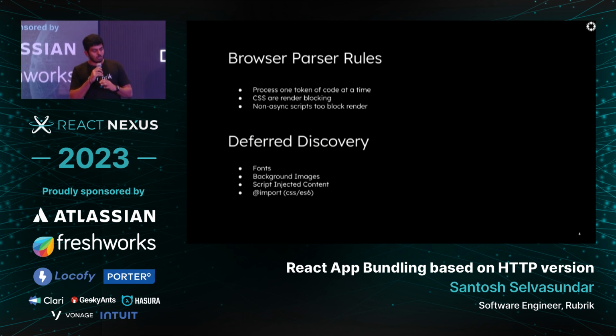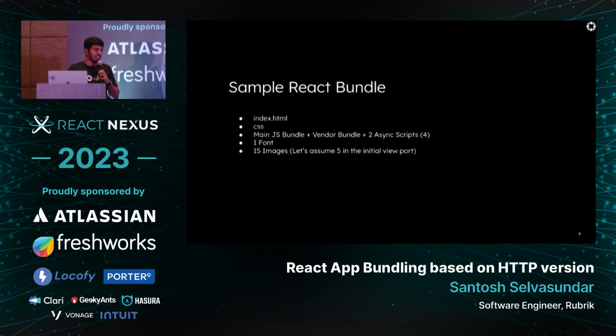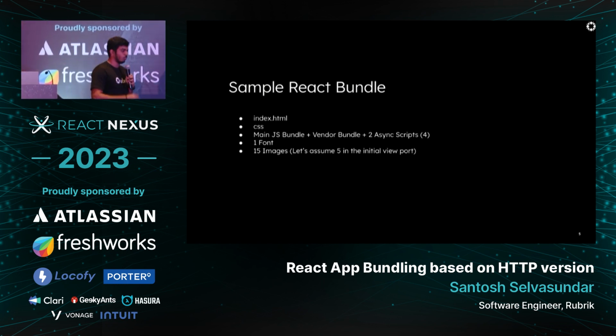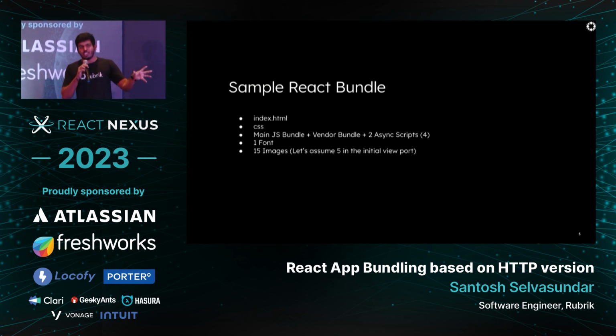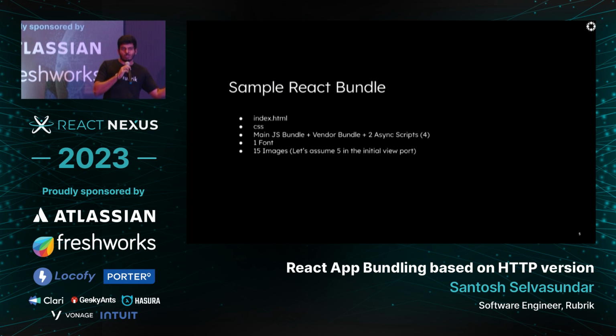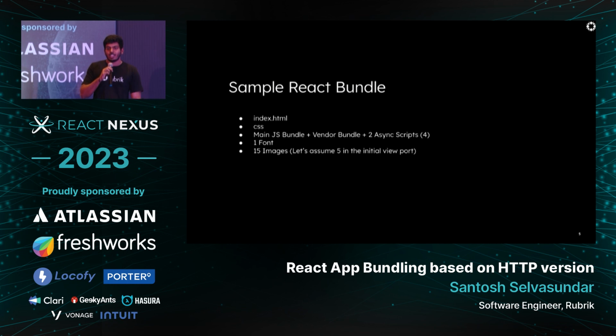And that is also going to be deferred, along with all the other imported stuff from CSS and JS bundles, right? Let's consider a simple analogy: a sample React bundle with HTML, CSS, a main JS bundle, and a vendor bundle, plus some asynchronous scripts, maybe for a pop-up or to get some monitoring data. Say something like Pendo for the user, which can be loaded asynchronously, need not be loaded synchronously and block the render, right?